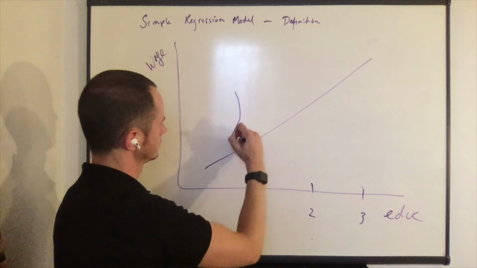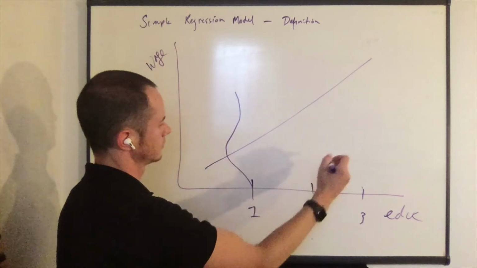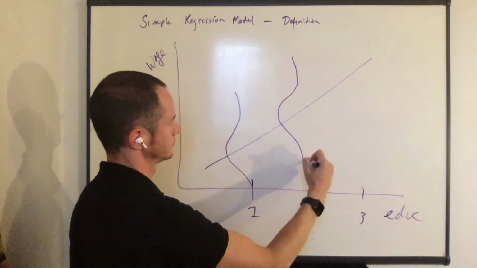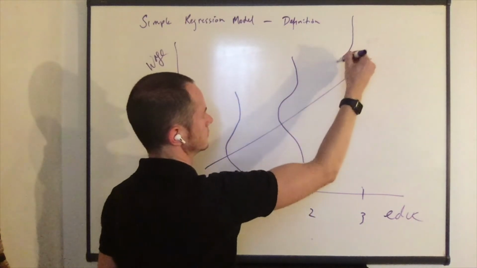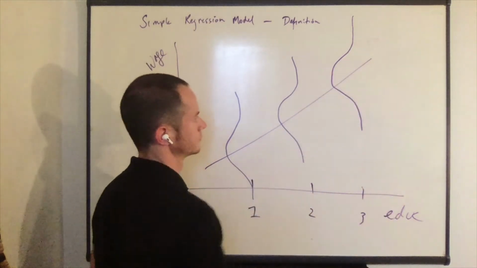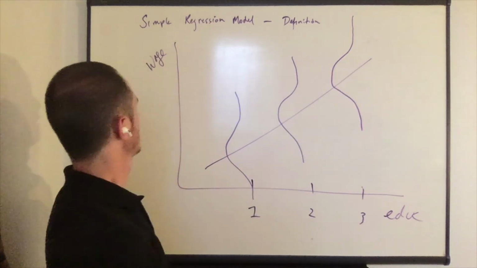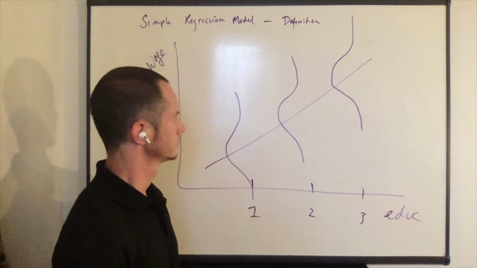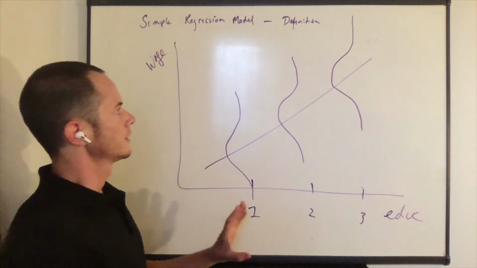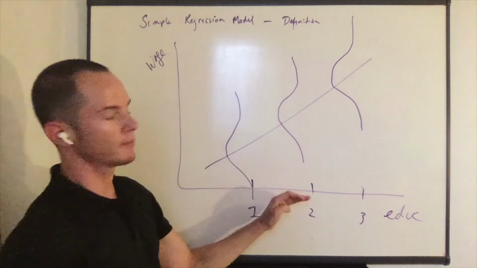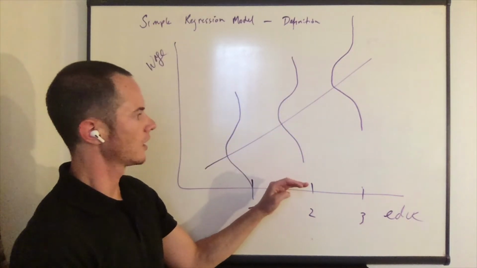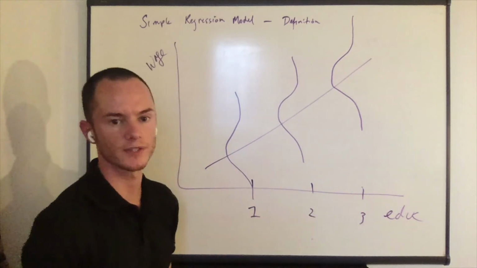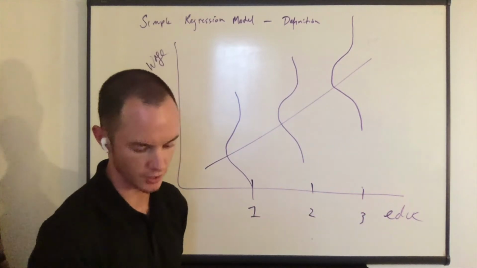All right. So we have something like this. In other words, the deviations above and below the line are assumed to not be related with higher or lower levels of education.